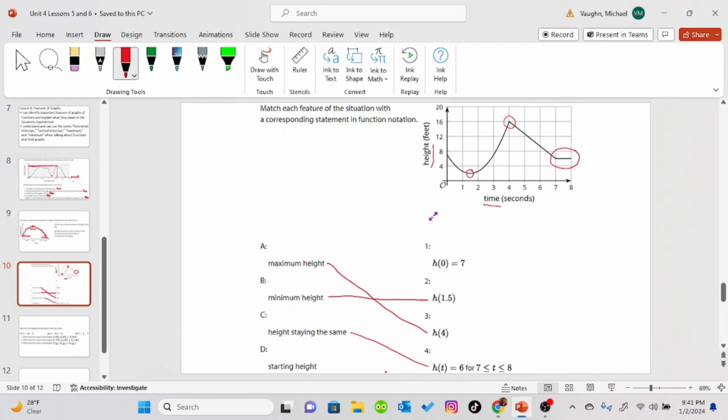The function at a given time equals 6 when the time is between 7 and 8 seconds, including 7 and 8 seconds. And lastly, we're looking for the starting height. That would be the point here on the vertical intercept. We can see that time is 0 and height is approximately 7. So D matches description 1.